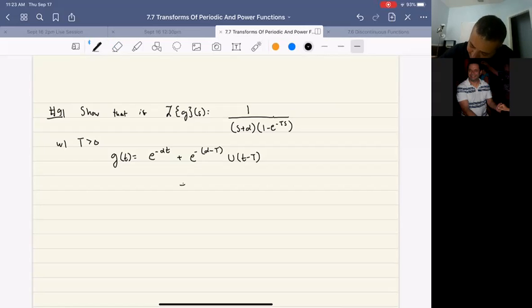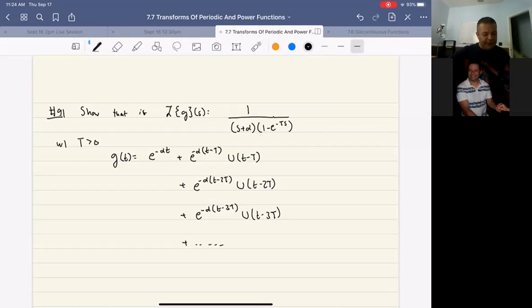Sorry about that. That should have been minus alpha t minus t. Here it should be e to the minus alpha t minus 2t, u of t minus 2t, plus e to the minus alpha t minus 3t, u of t minus 3t, and keeps on going like this forever.